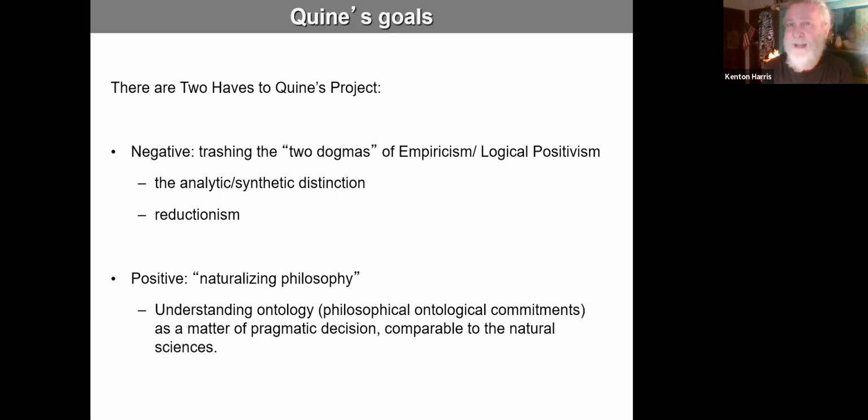But notice it's not an absolute metaphysics. It's not a metaphysics divorced from experience. It's actually quite wedded to experience. And more specifically, it's quite wedded to pragmatic goals and pragmatic considerations.